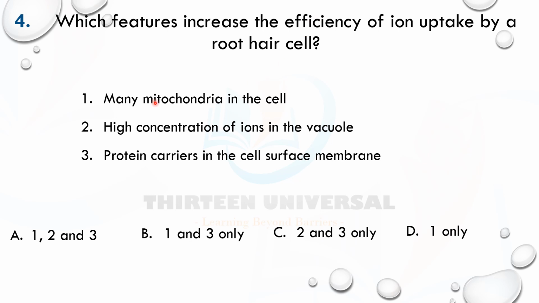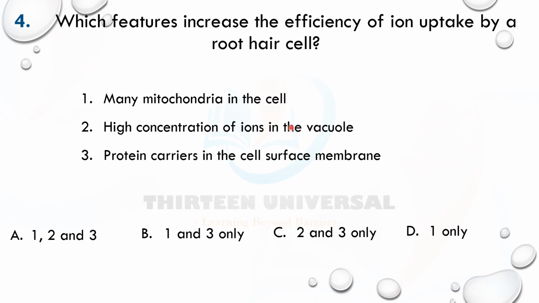All right, so number 1 says many mitochondria in the cell. Now, many mitochondria will increase the efficiency. Mitochondria is needed to start the process. But many mitochondria means that as the number of mitochondria increases, the efficiency of ion uptake also increases. Do you get that? So 1 is correct.